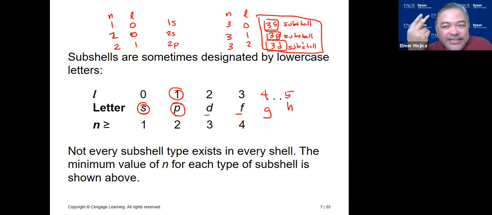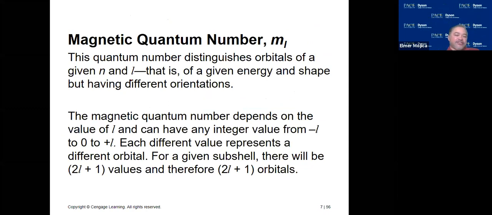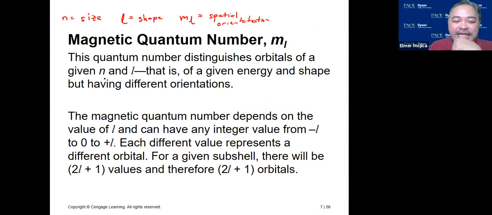But it says there it's 3 quantum numbers that describe an orbital. So we now go with the third one, the magnetic quantum number. So we have n as the size, L as the shape, and m sub L now, that is your spatial orientation. It's a quantum number that distinguishes the orbitals of an n and an L that are of a given energy and shape but having different orientation.